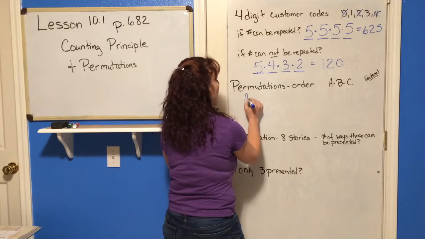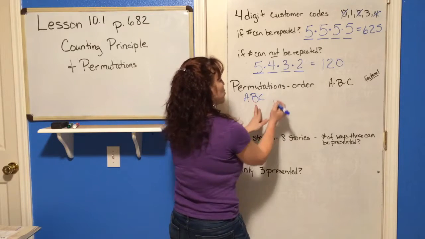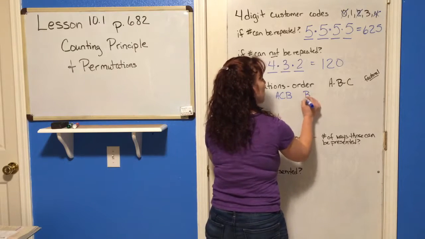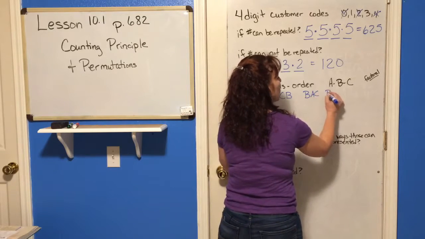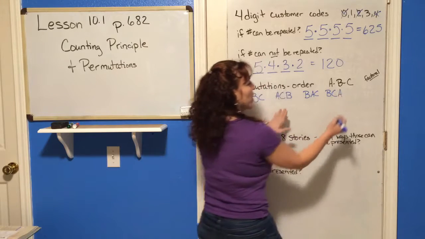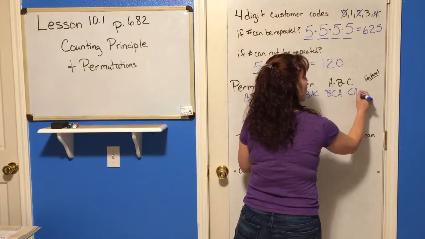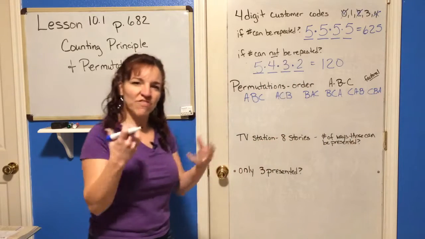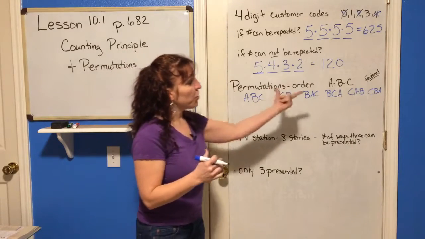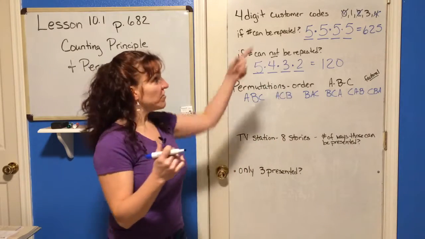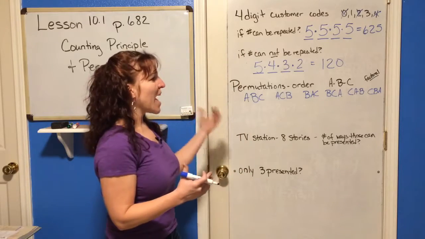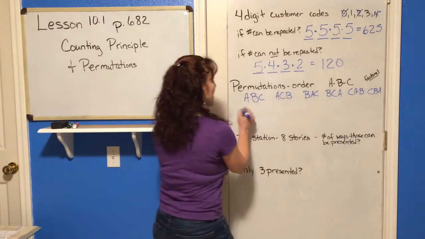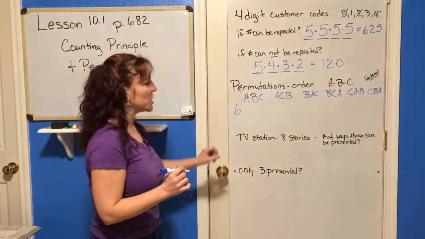So let's see, we could say A, B, C. We could switch the B and C and say A, C, and B. We could make the B first and then have A and C. Or we could have the B first and say B, A. We could have the C first and say A, B. Or the C first and then B, A. So do you see how I found all of those combinations? Now, with 3, that's not so bad. But if you had 5 or 6 or 8 numbers, that's going to be a big deal. So let's look to see. We've got 1, 2, 3, 4, 5, 6 different choices, 6 different permutations here.